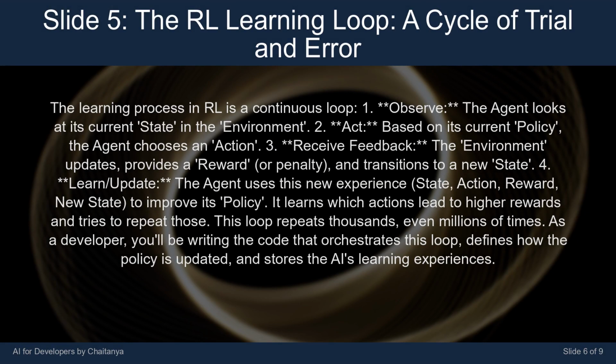The learning process in RL is a continuous loop. 1. Observe. The agent looks at its current state in the environment. 2. Act. Based on its current policy, the agent chooses an action. 3. Receive feedback. The environment updates, provides a reward or penalty, and transitions to a new state. 4. Learn. Update. The agent uses this new experience, state, action, reward, new state, to improve its policy. It learns which actions lead to higher rewards and tries to repeat those.